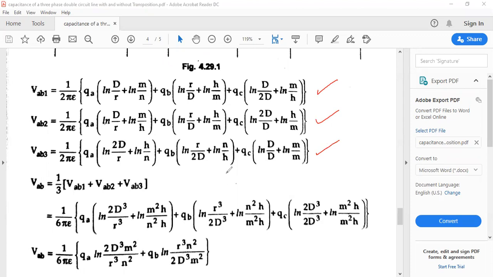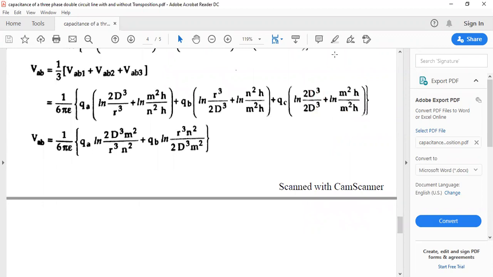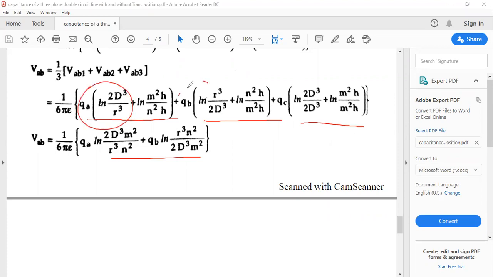So how are we going to find VAB? It is the average of all these equations: VAB1 plus VAB2 plus VAB3. After substituting each one, you need to group the terms which are highlighted here. You can highlight the terms as QA, QB and QC. VAB will only have QA and QB, so highlight those terms. This is QA, this is QB.